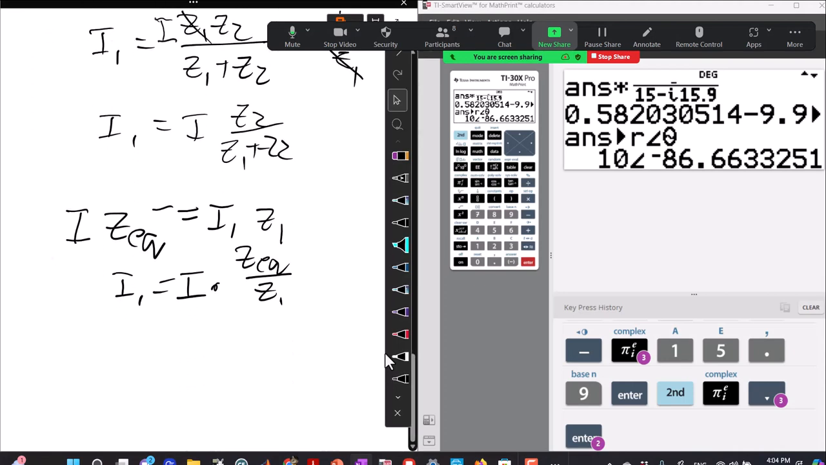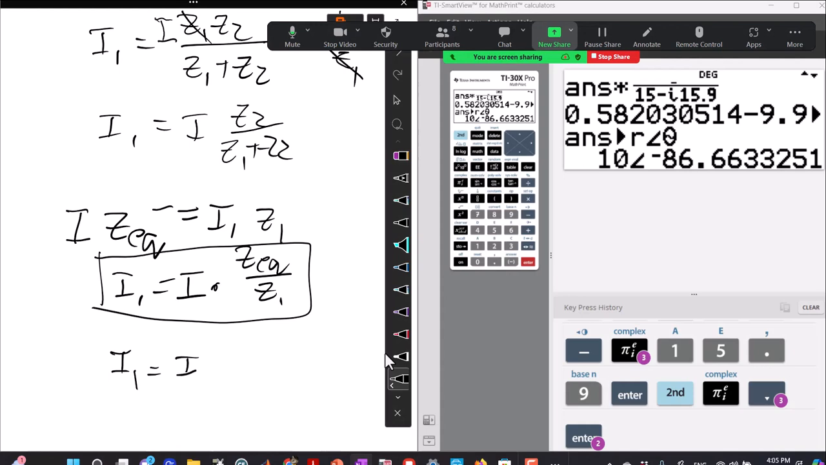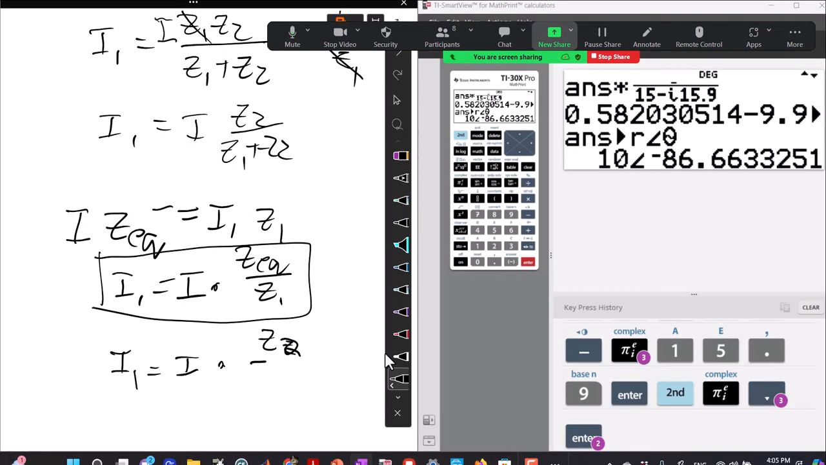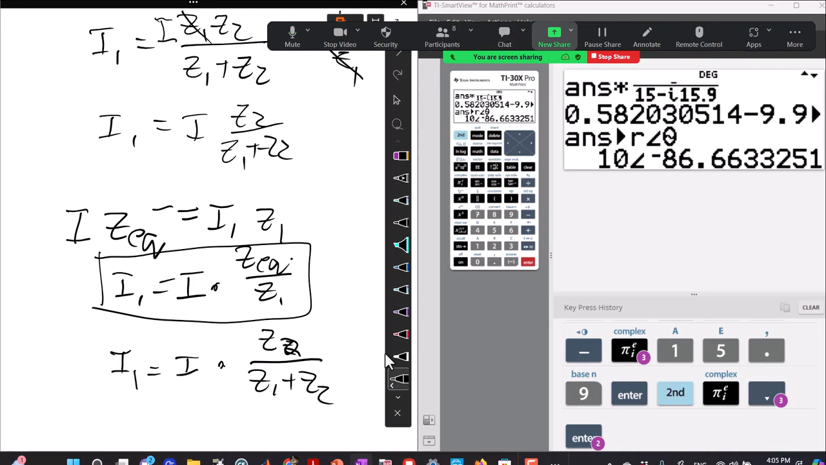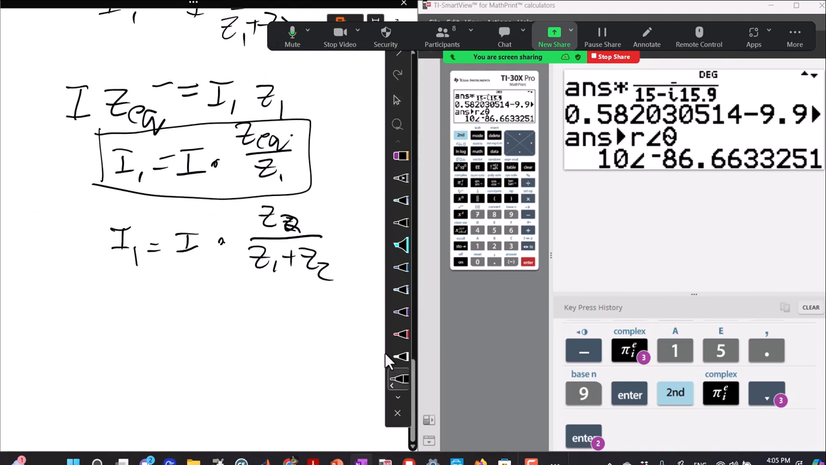So that's why it seemed like Mr. Rabelais' method and my method, and the method from circuits 1, seemed like they were backwards, but it's because this is Z equivalent. So I do I1 equals I times the other impedance, Z2 over Z1 plus Z2. This is not the equivalent impedance. This is the sum of the impedances. This is the equivalent impedance up there. So I just wanted to clarify what was going on, why it seemed like there were two different ways of doing it, and that they were in fact identical.